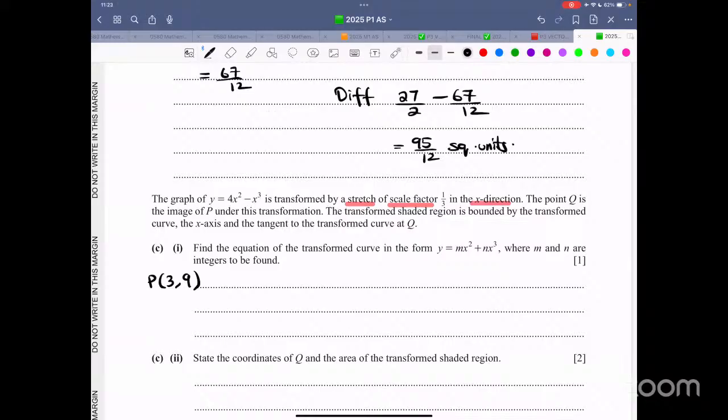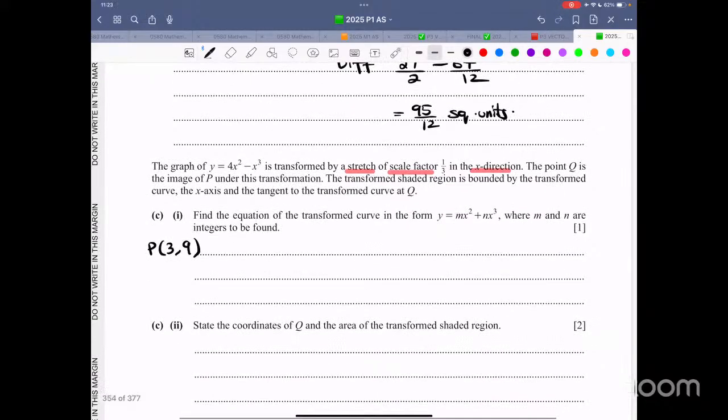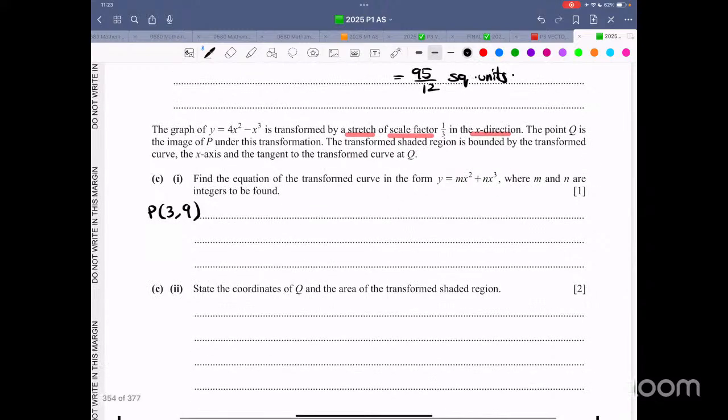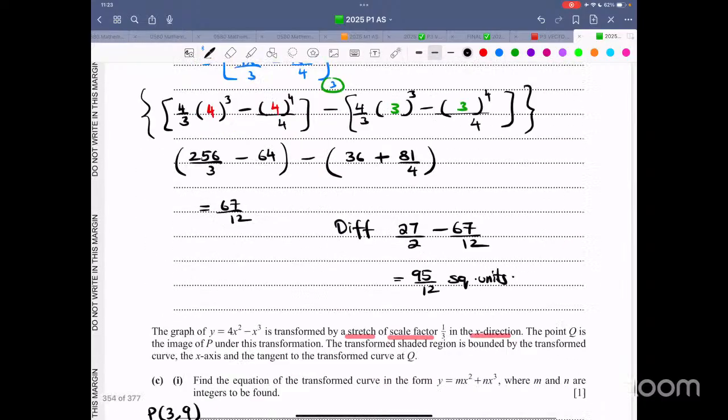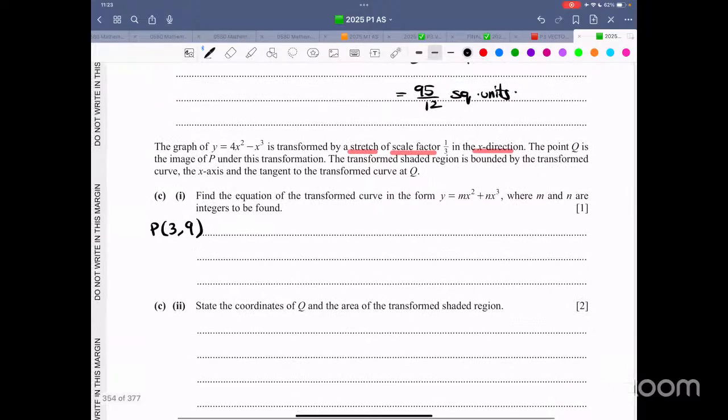So P is 3,9. The transformed shaded region is bounded by the transformed curve, the x-axis, and the tangent to the transformed curve. Find the equation of the transformed curve in the form where m and n are integers to be found. State the coordinates of Q and the area of this thing. So now this is 95 over 12. Okay, so now what is happening?